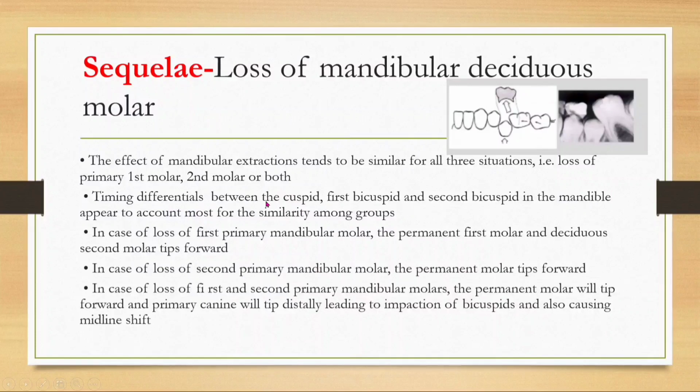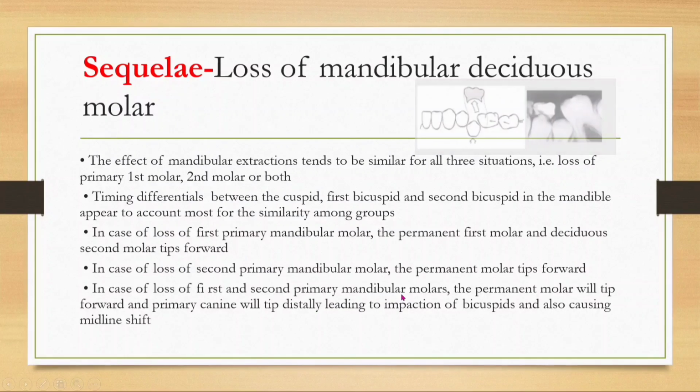Timing differentials between the canine, first premolar and second premolar in the mandible appear to account for most of the similarity among groups. So in case of loss of the first primary mandibular molar, the permanent first molar and deciduous second molar tip forward, and in case of loss of the second primary mandibular molar, the permanent molar tips forward. In case of loss of both first and second primary mandibular molars, the permanent molar will tip forward and the primary canine will tip distally, leading to impaction of bicuspids, and it will result in midline shift.